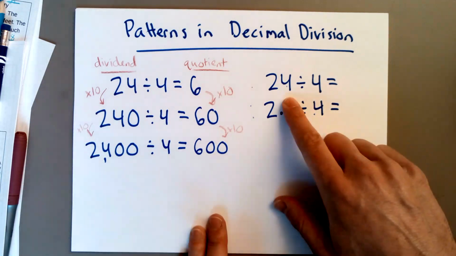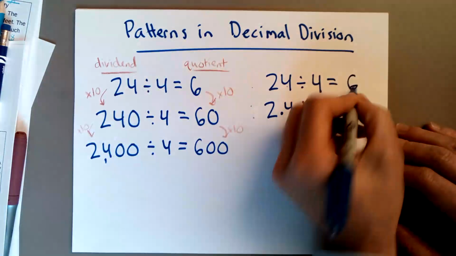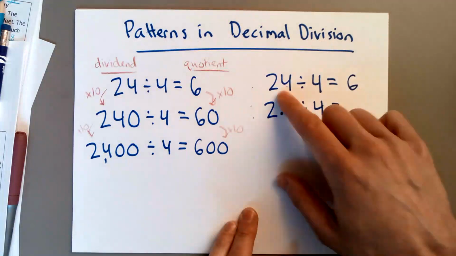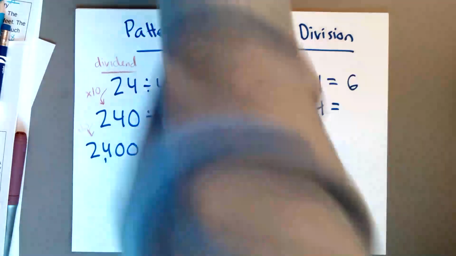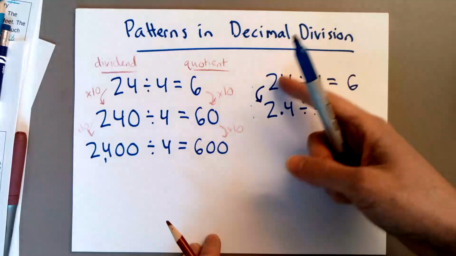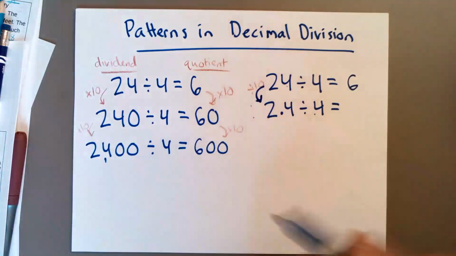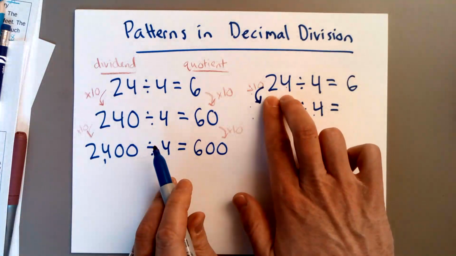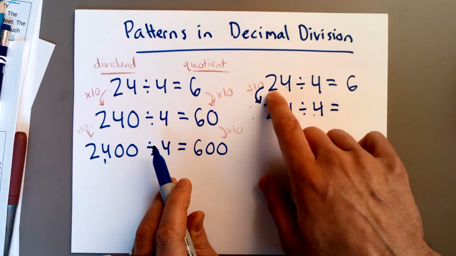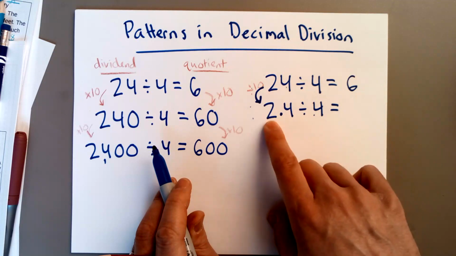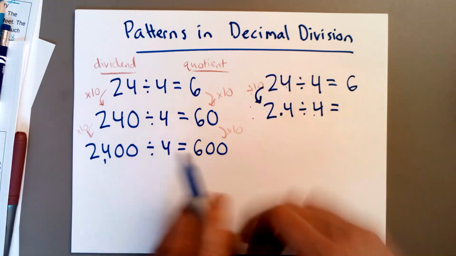So over here, I have 24 divided by 4 again, and that, as we know, is 6. But here I've changed the dividend in a different way. Here, the dividend is getting 10 times smaller. Do you see that? How each of these digits goes down a place value? So that the 2 moves from the tens place to the ones place, and the 4 moves from the ones place to the tenths place. So now it's 10 times smaller.